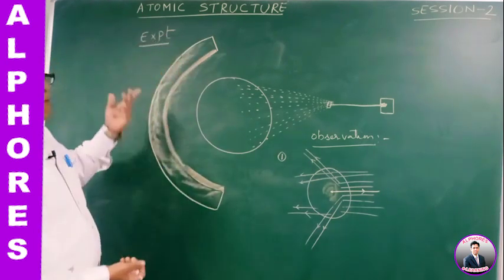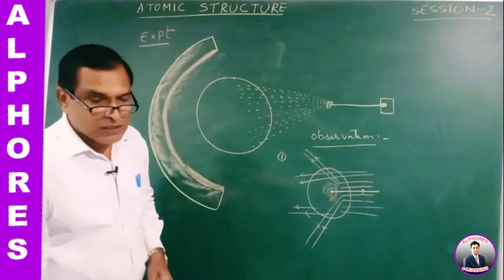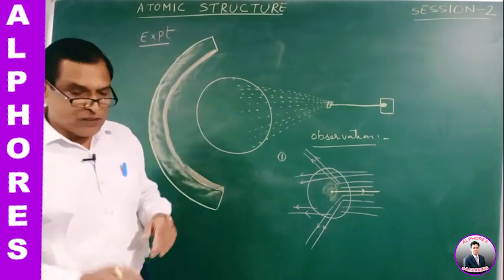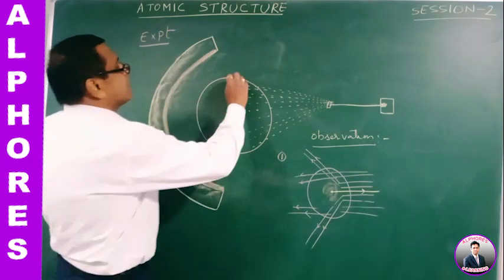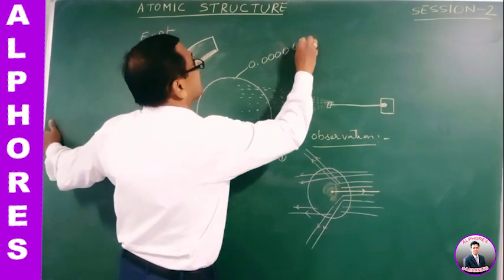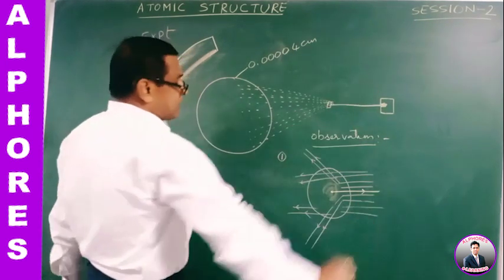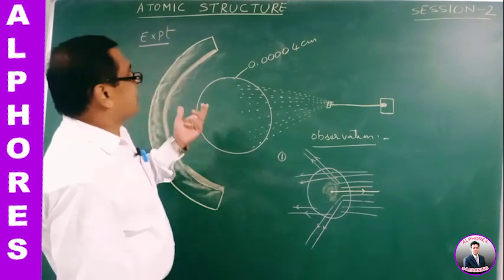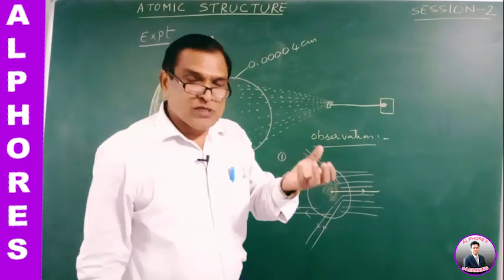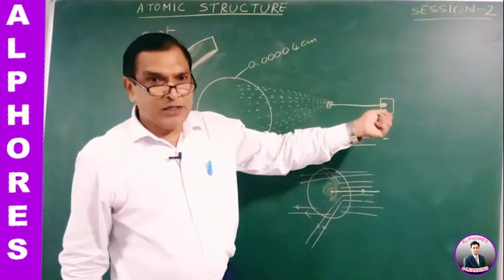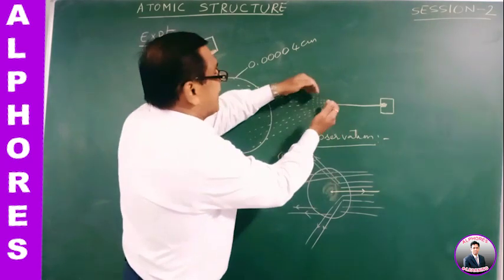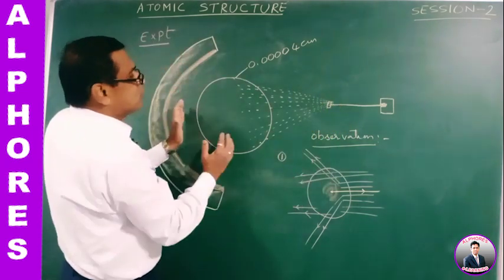Once again, a short review of Rutherford's alpha ray scattering experiment: a thin gold foil, about 0.0004 centimeter thick, is used for the alpha ray scattering experiment, and he selected the radioactive element polonium as the source of alpha rays. The polonium emits alpha rays, and these alpha rays are projected onto the thin gold foil.